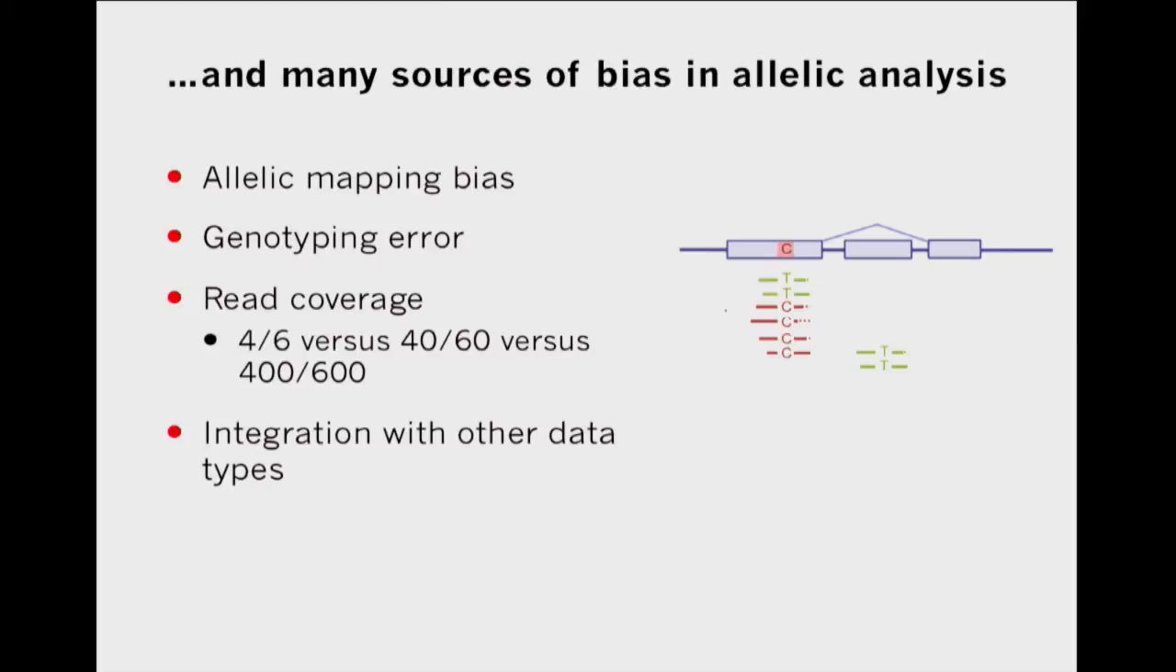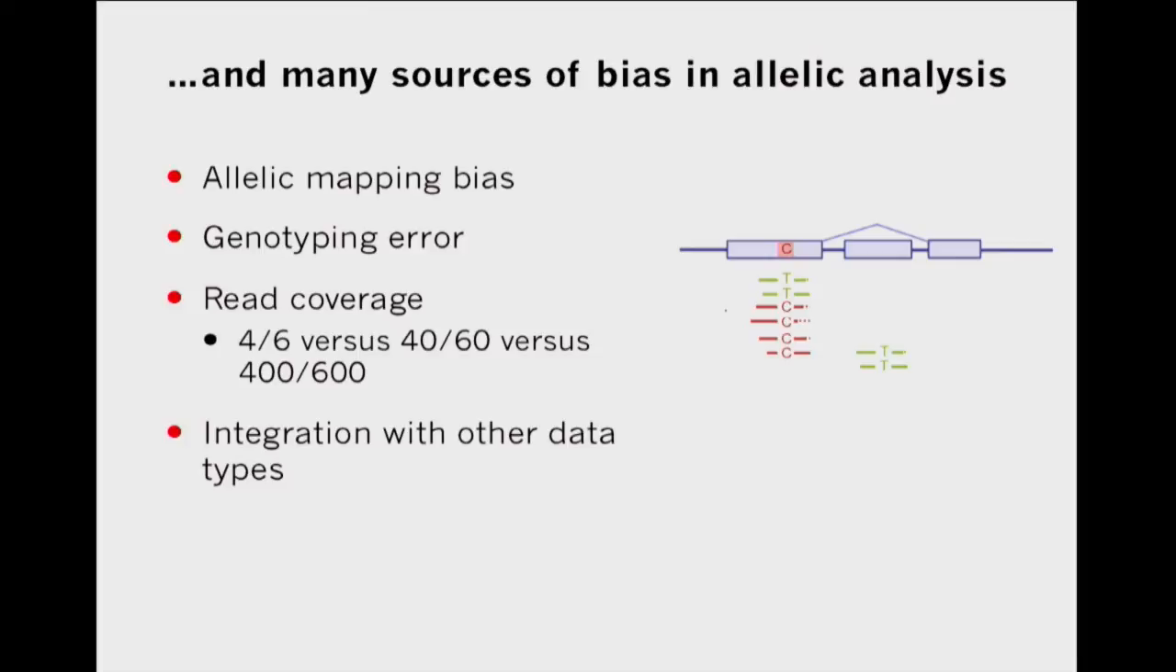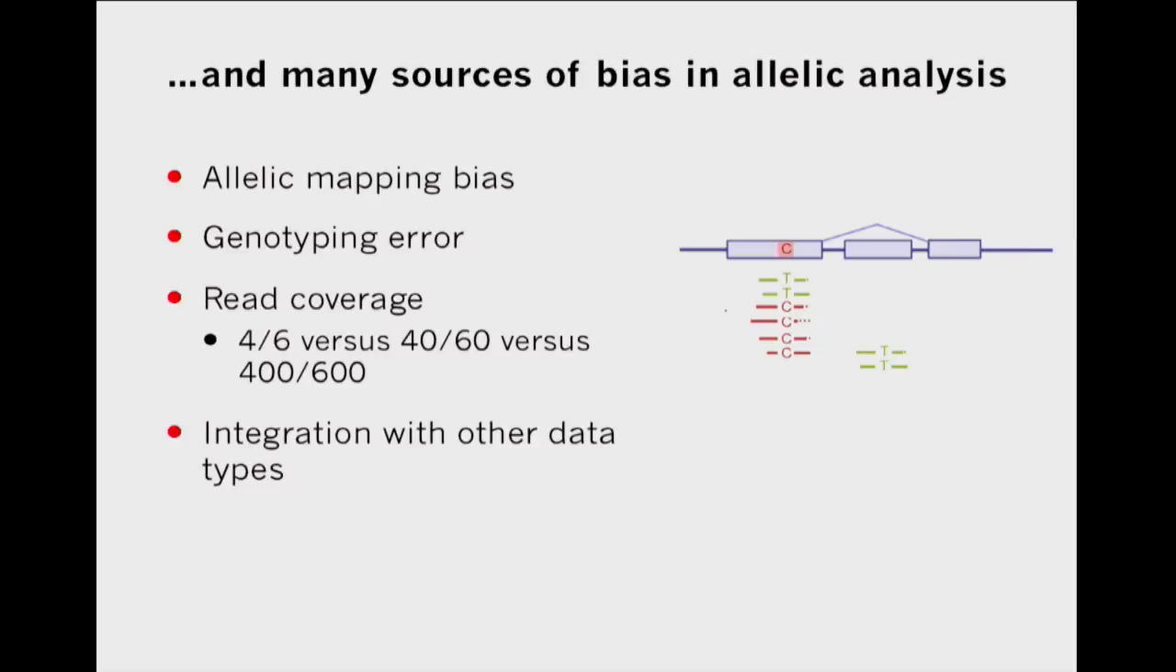Then there is the question of read coverage. So the typical statistical test that we do here, we would have bigger numbers that we would test, but you would just ask, are these read counts consistent with a 50-50 ratio or not? But if you are testing four reads versus six reads, you have very little power to say anything. 40 versus 60, 400 versus 600, you get hugely different statistical power, and dealing with that in analysis is challenging. And myself and others are developing various methods to integrate these data with eQTLs and other data types to get as much biology out of it as possible.